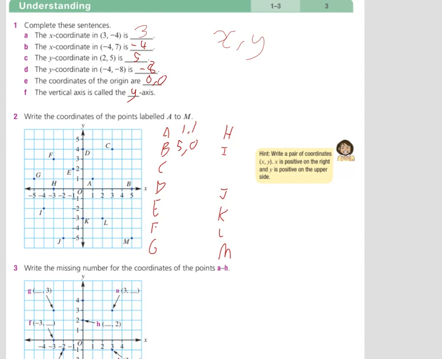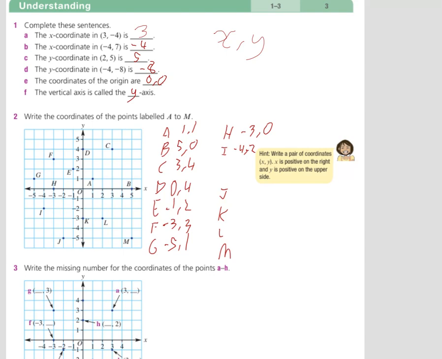C is at 3, 4. D is at 0, 4. E is at -1, 2. F is at -3, 3. G is at -5, 1. H is at -3, 0. I is at -4, -2. Don't forget your minus signs.